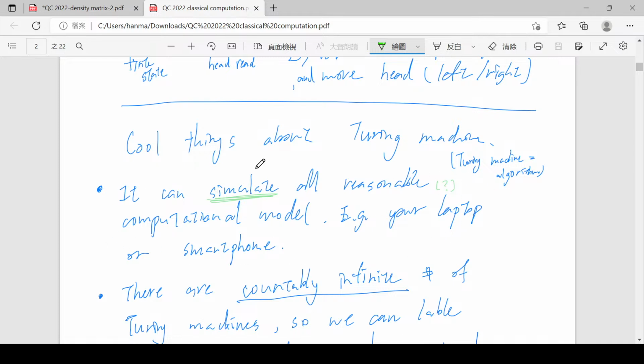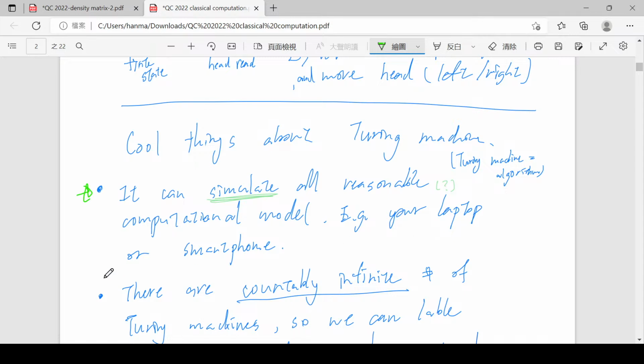So the first thing about the Turing machine, the very cool thing, is that it can simulate other computation, and this is really given as a thesis. This is what computer scientists believe, and, well, we haven't really seen a counterexample until we see quantum computers. That is, a Turing machine can simulate all computation models.